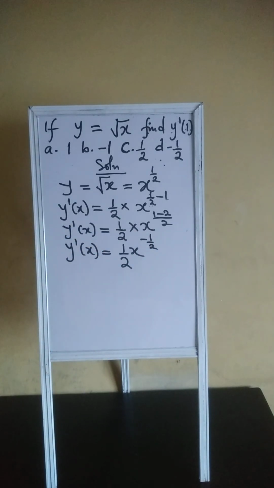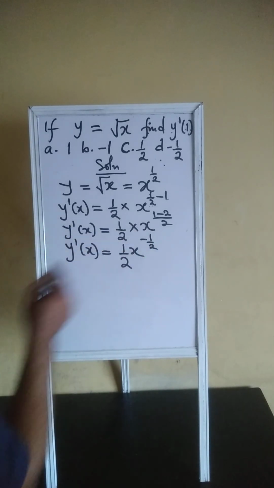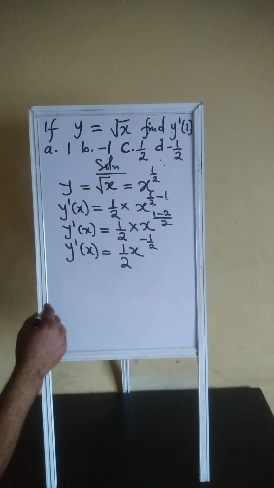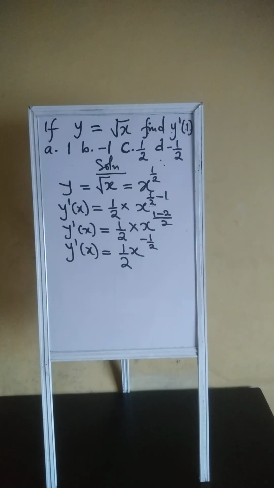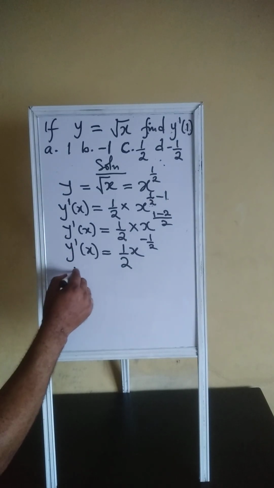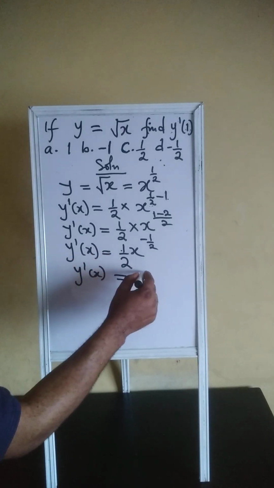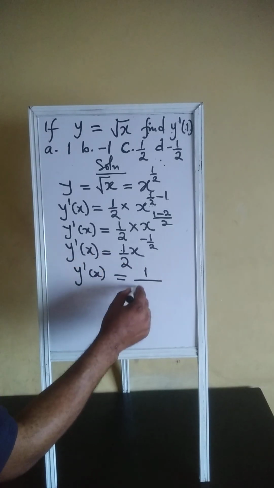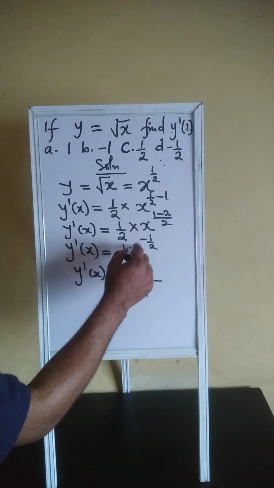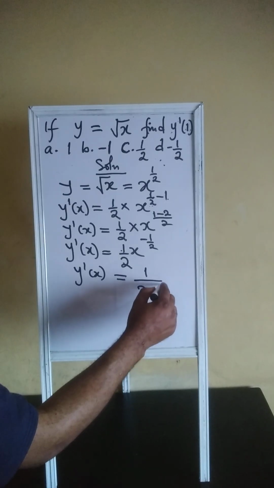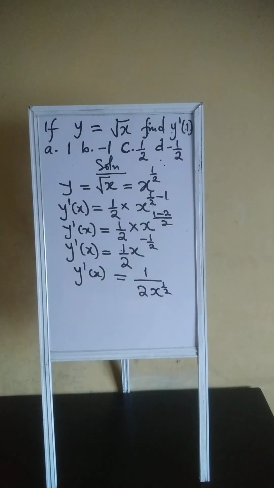Now you can observe the power of x has a negative. So it implies that this x will move down to the denominator. So that we now have y prime of x is now equal to, left with only 1 all over this very particular 2. Then this x will move according to the law of indices. It becomes x raised to the power of 1 over 2. Are you with me?